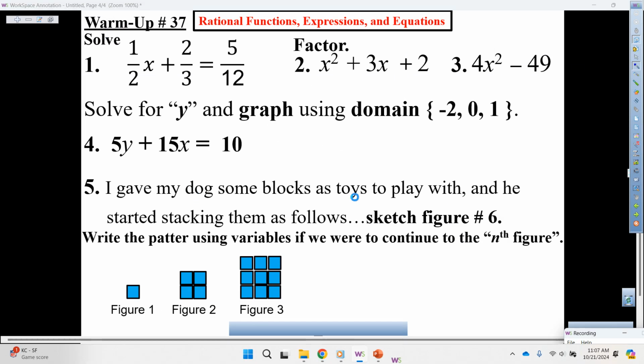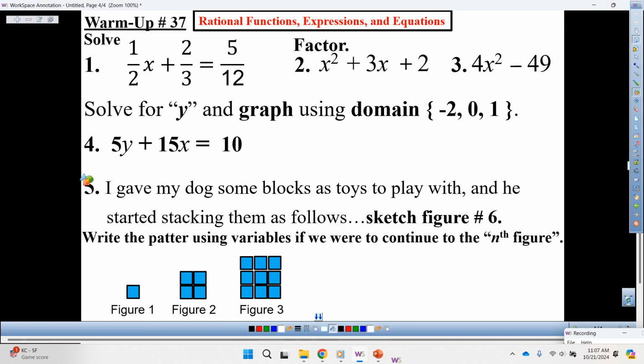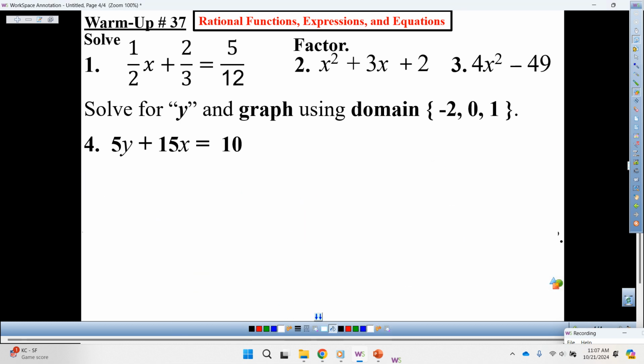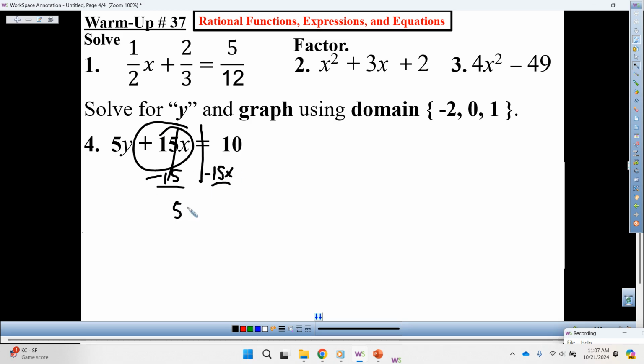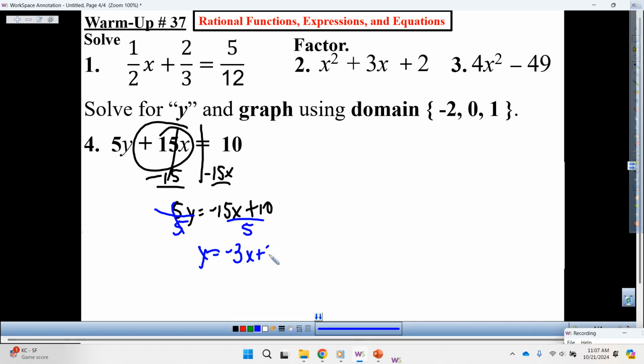Solve for y. Let me make some space once again. So, I need to leave y by itself, so I subtract 15x from each side. We end up with 5y equals -15x plus 10. From there, we divide by 5 both sides. We end up with y equals -3x plus 2. So far, so good, yeah? All right. And do we know how to use this domain with that equation? Yes, Mr. Q.